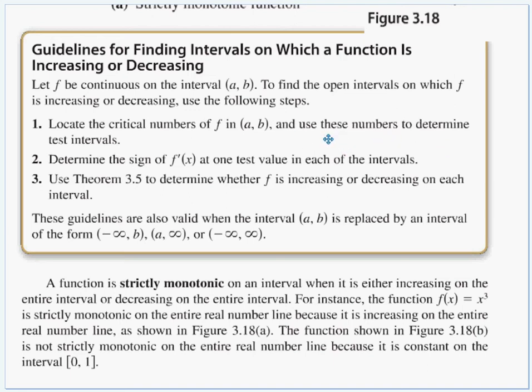Use these numbers to chop up your test intervals. Determine the sign of the derivative at any one test value inside that interval. Use Theorem 3.5 to determine if we are increasing or decreasing on the interval. It says these guidelines are also valid when we have an a to b interval, when we have more than one critical number. One critical number gives you 2 intervals, 2 critical numbers will give you 3, and so on.